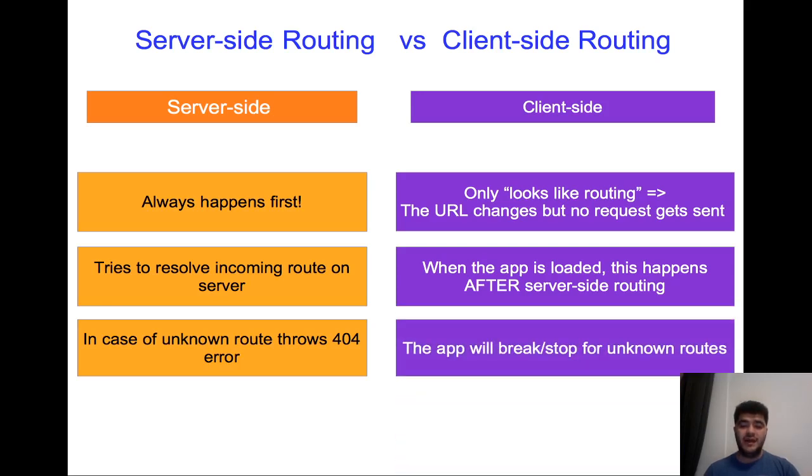And then the app will break or stop or crash for unknown routes, or in case the developer has set some custom messages or error signs. So the app will break or stop for unknown routes. So these are the basic differences between server-side routing and client-side routing.